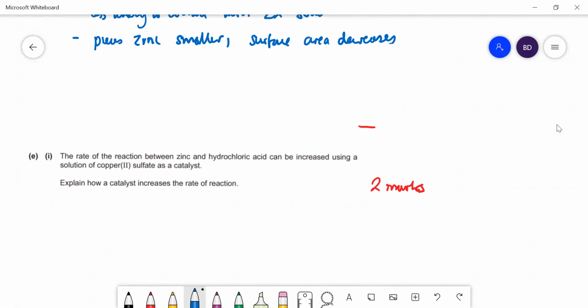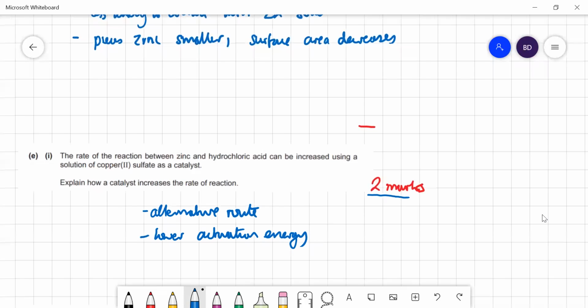Okay. Right, the rate of the reaction between zinc and hydrochloric acid can be increased using a copper 2 sulfate catalyst. Okay. How does a catalyst increase the rate of reaction? Standard question for 2 marks. You need to say provides an alternative route, 1 mark for that. Second mark with a lower activation energy. That's a standard question.